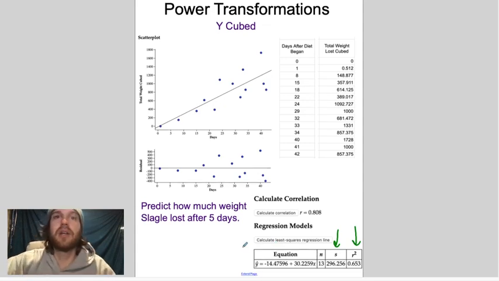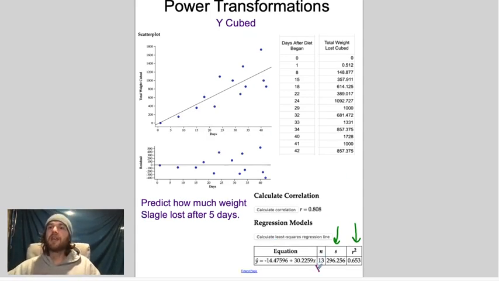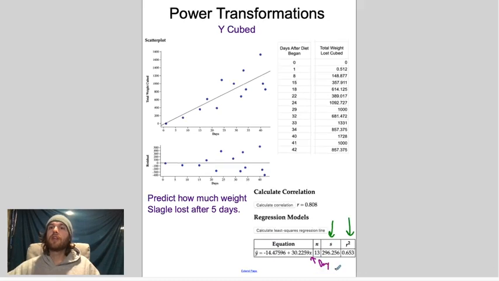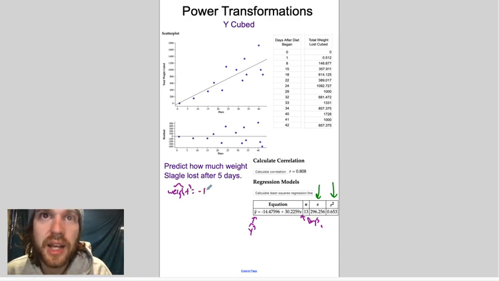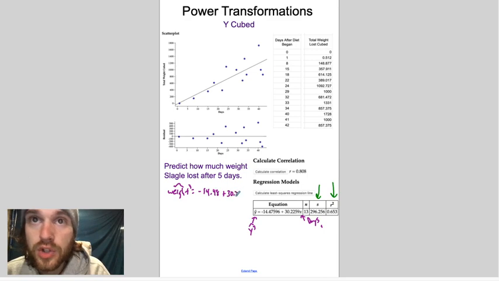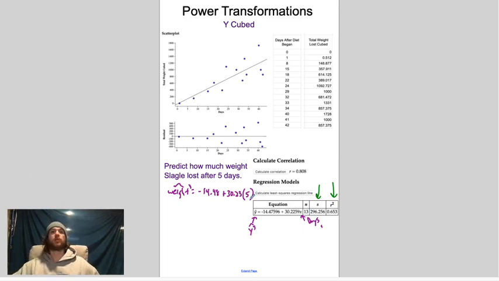So our model is down here. X, this is days, just like it says at the top. But y hat is not y hat. It is y cubed hat, right? So this is weight cubed equals, and I'm going to round negative 14.48 plus 30.23 times 5, because that is just our normal day calculation.